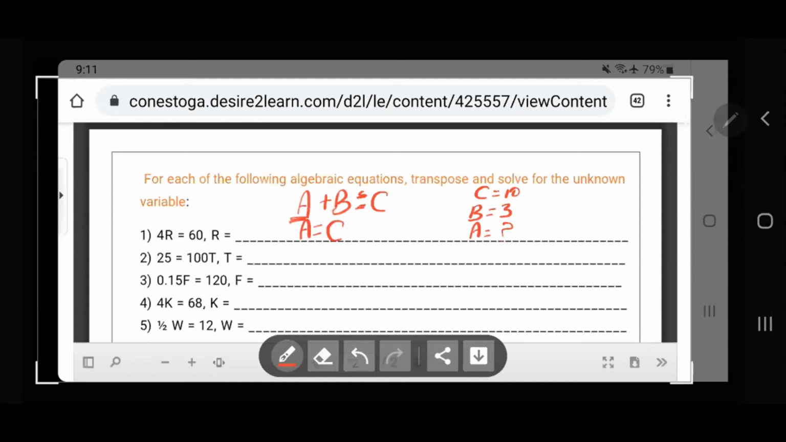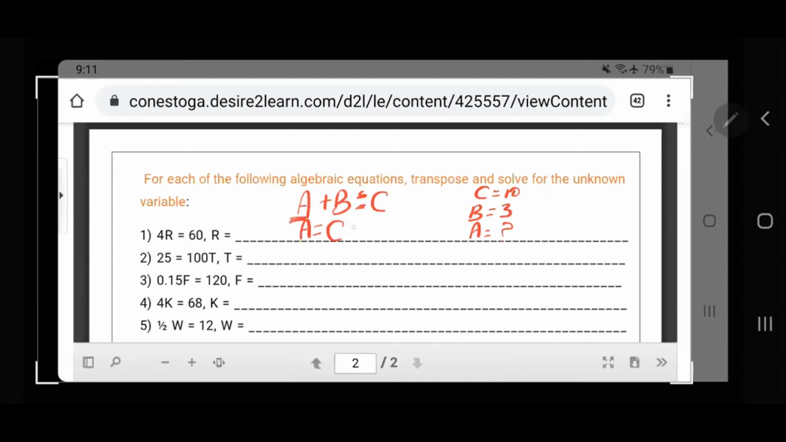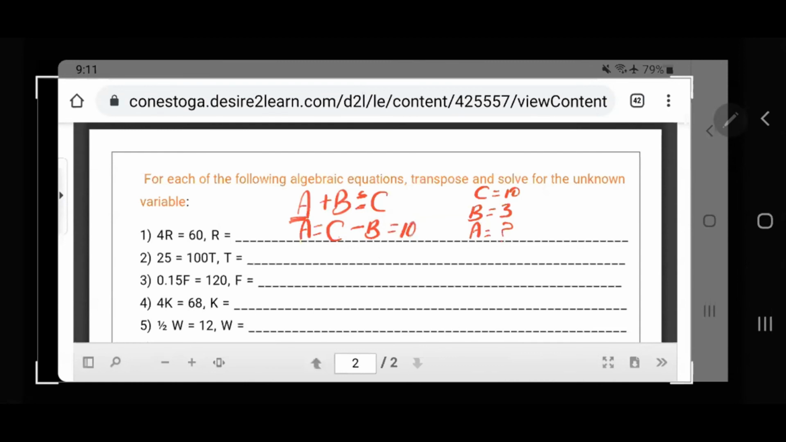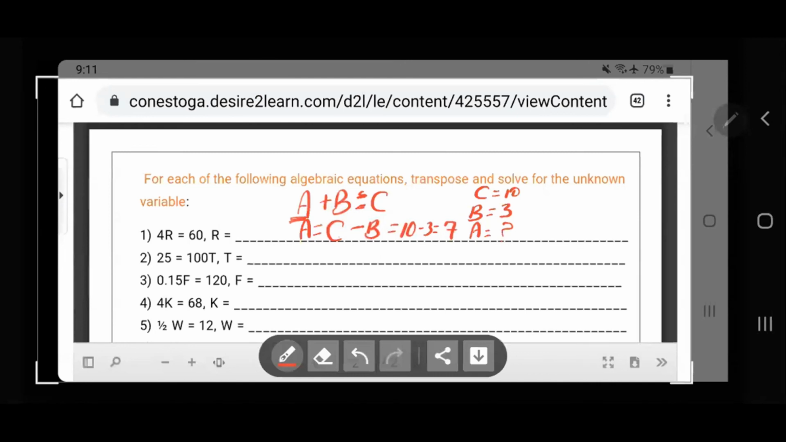This B is adding, so it's going to go to the other side of the equals sign, performing the inverse operation. It's adding, so it will go to the other side subtracting. Now we have that C minus B is equal to A. In other words, 10 minus 3 is equal to 7, and 7 would be the answer for A.